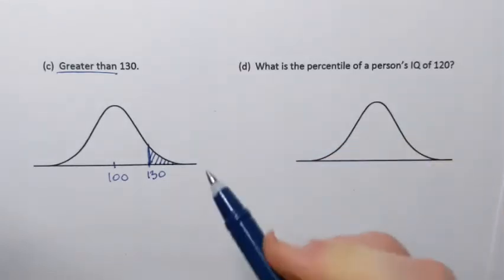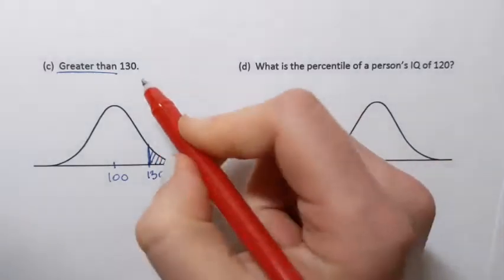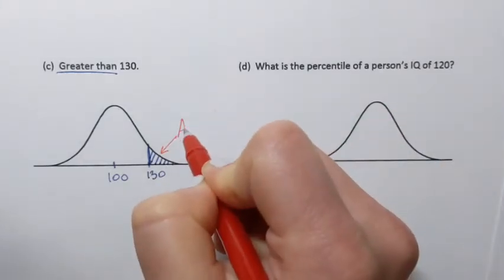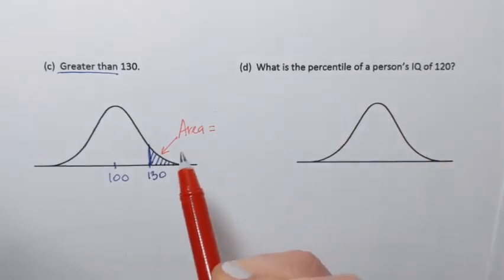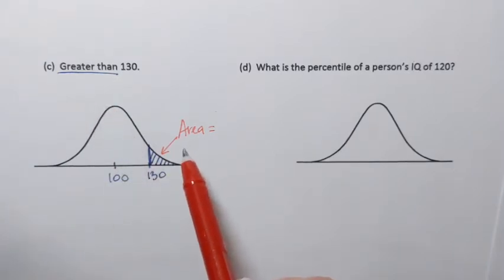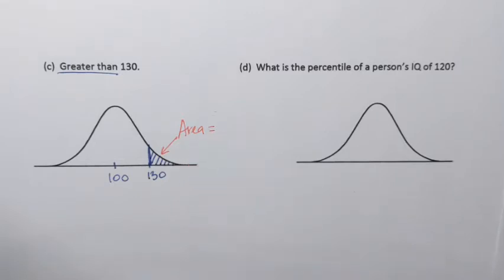So that's the area. And once I find this area, I will be able to answer the question. So I need to know the area. I will be able to answer this question because area is going to be interpreted as probability. How do we find this area? Well, we're going to start doing the same steps.